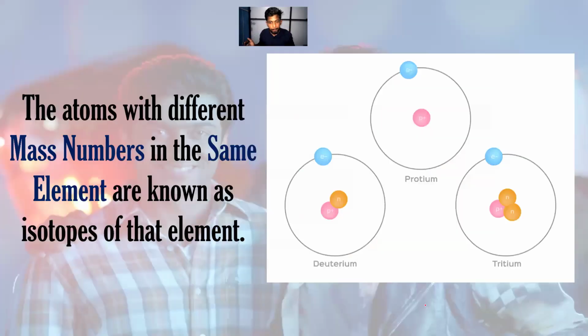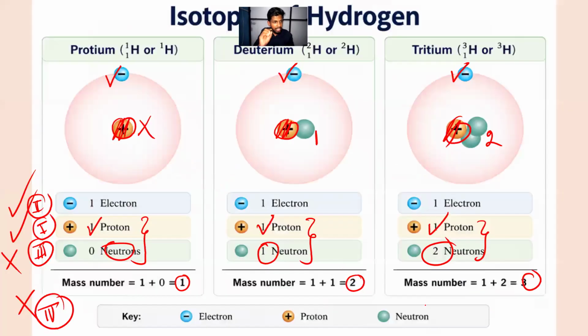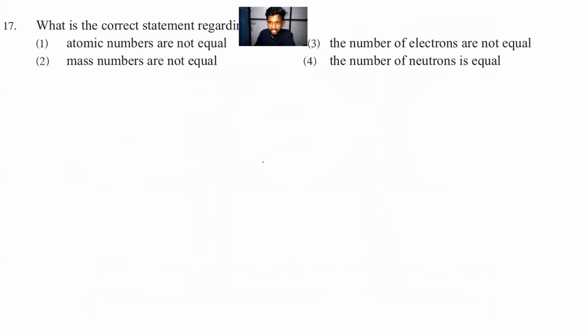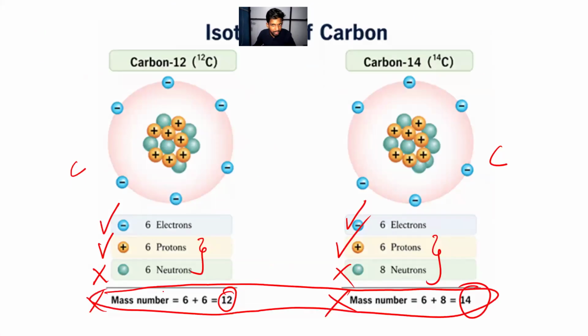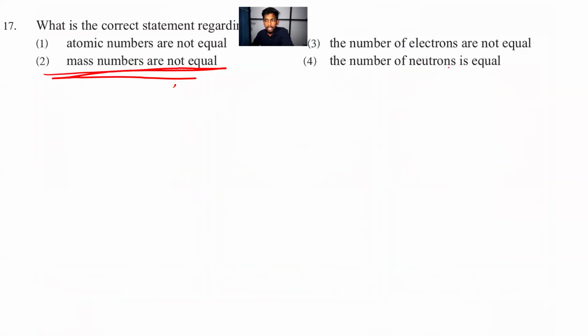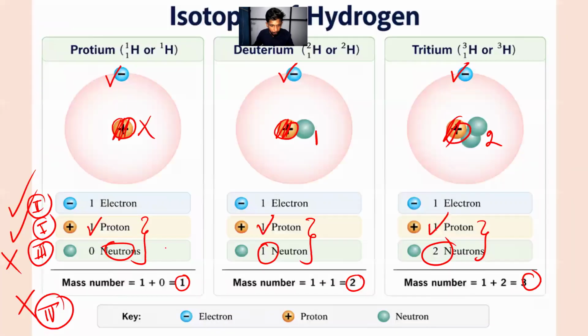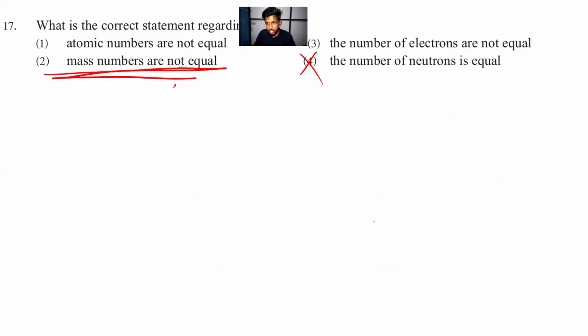With that idea, come to the question here. The correct statement: the mass number is not equal here. The mass number is not equal. And we'll check whether all the other answers are correct. Okay, number of neutrons are equal. That is wrong. The number of neutrons changed, right? Here, look at the neutrons. The number of neutrons changed, so that is wrong.